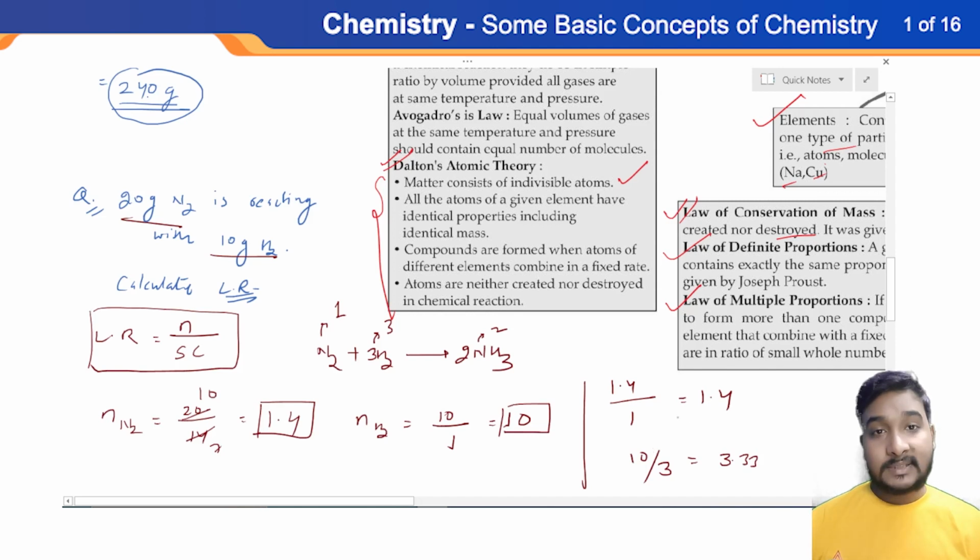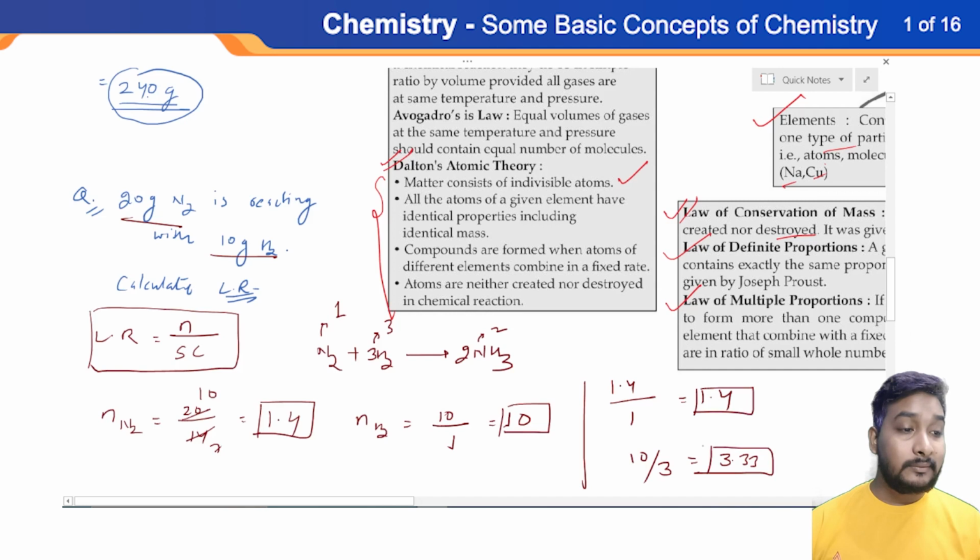Okay. So after the calculation, the reactant having the lowest value should be your limiting reagent. So between 1.4 and 3.33, which has the smaller quantity, that is 1.4, it should be the limiting reagent. And 1.4 is related to nitrogen, so the limiting reagent should be nitrogen.